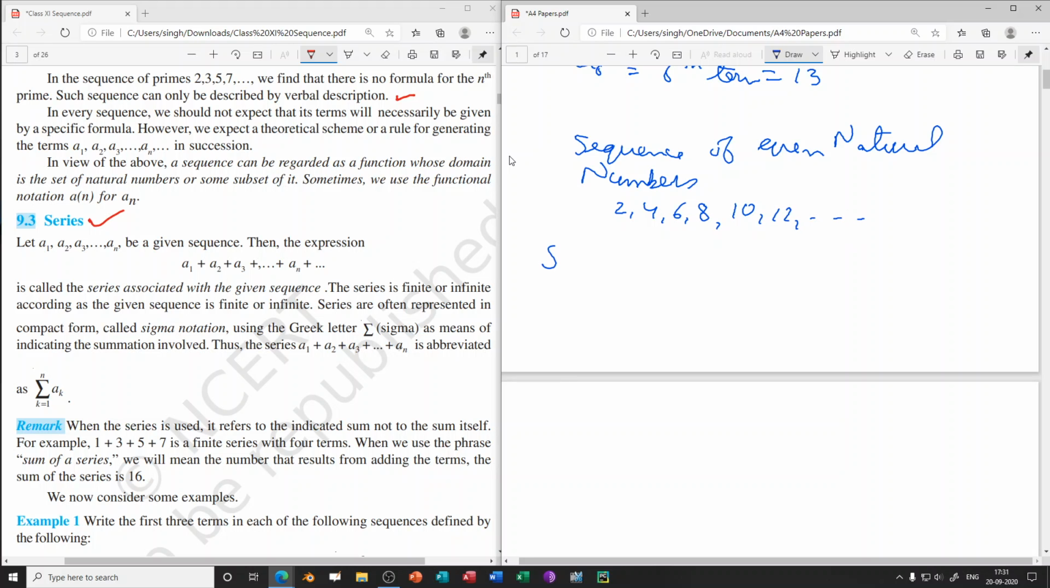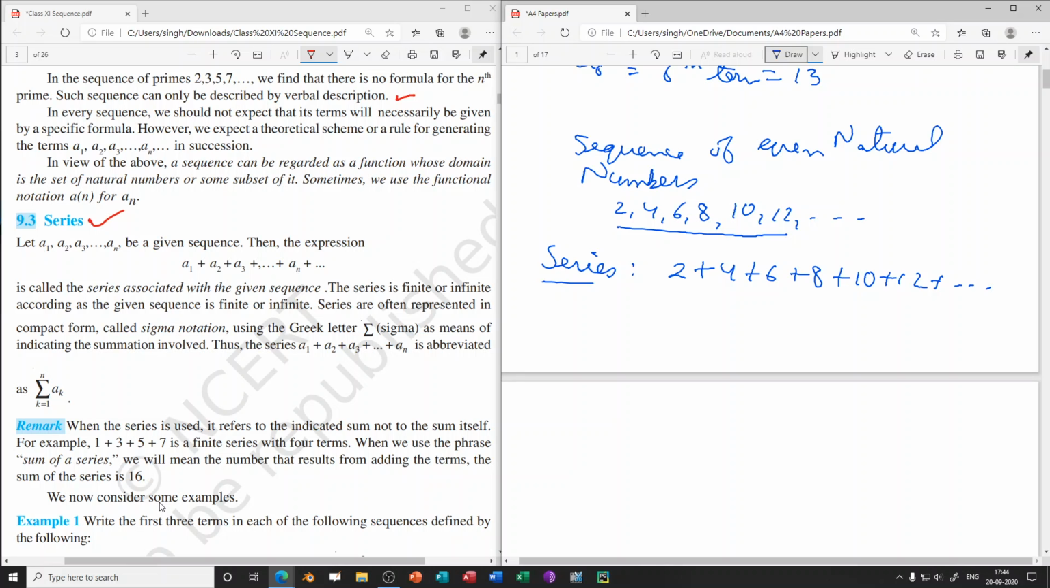So the series will be for this. Suppose they say write the series. The series will be equal to 2 plus 4 plus 6 plus 8 plus 10 plus 12 plus so on. We do not have to add them. Simply, between the terms in the sequence, we have to put the plus sign. So that is a series. The series is finite or infinite according as the given sequence is finite or infinite.